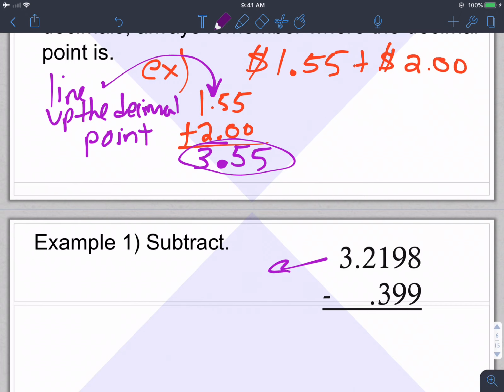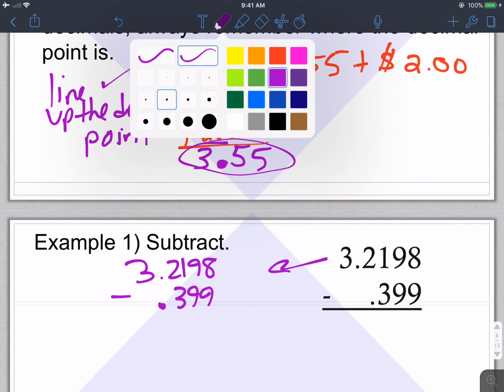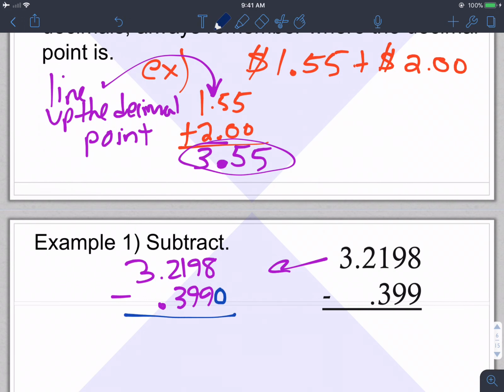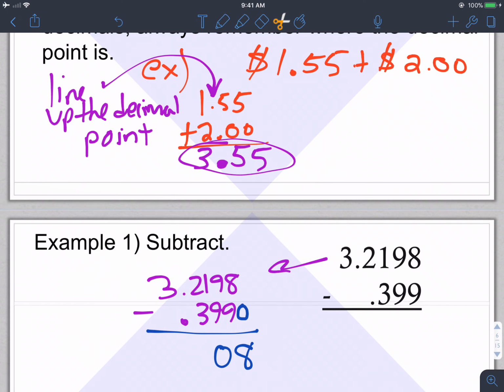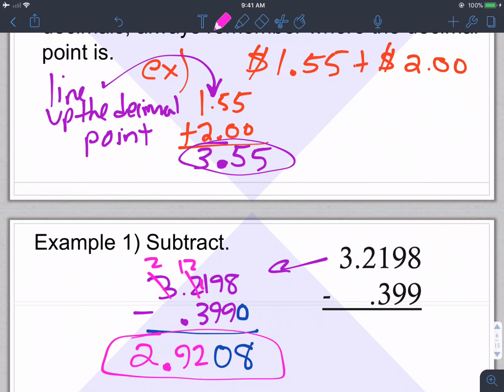They may present it to you like this, where you would have to make sure it's lined up again, and I'm going to rewrite it. 3.2198 minus 0.399, and now I need a placeholder for a 0. 8 minus 0 is 8. 9 minus 9 is 0. 1 minus 9 is an issue. So I'm going to borrow from the 2. 11 minus 9 is 2. 2 minus 3 is an issue, so I'm going to borrow from this. Make it 12. 12 minus 3 is 9. Decimal point lined up, so I think it's 2.9208.